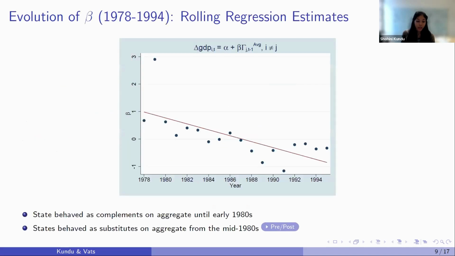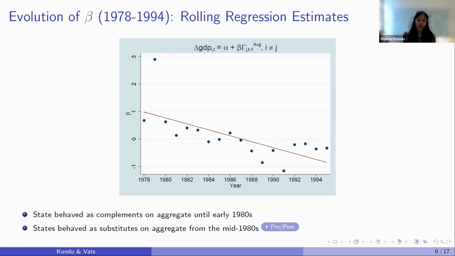So this figure is basically the main point of the paper, which documents the relation between economic growth in state I and an idiosyncratic shock in state J over time. We plot the estimated betas from 5-year forward rolling regressions from 1978 through 1995. As you can see, beta monotonically declines from 1978 through 1991, decreasing from +1 in 1978 to -1 in 1991.